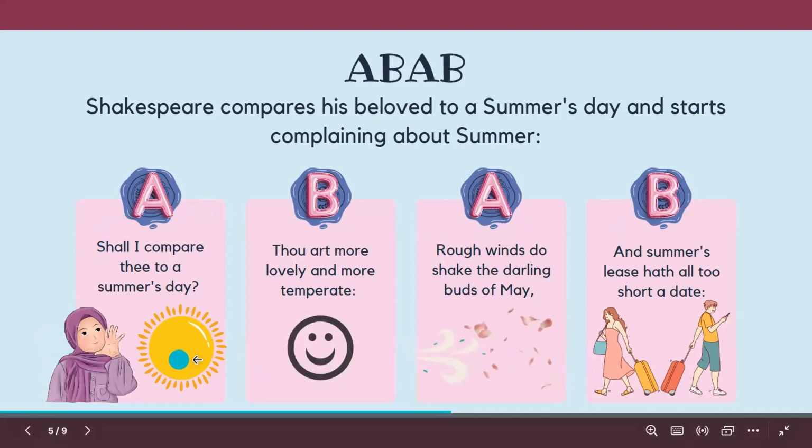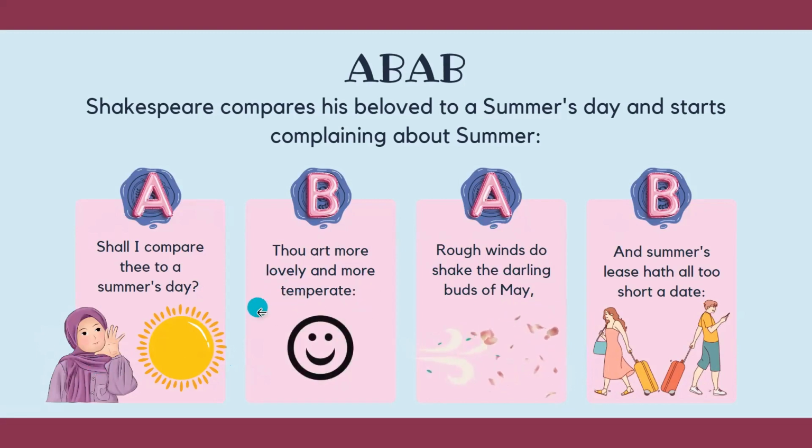Thou art more lovely and more temperate. So temperate, it's very smart. It relates to both the weather and a person. So you are more lovely and more temperate, meaning mild or constant or pleasant and gentle. So synonyms of temperate. She's more pleasant and more gentle, more constant compared to the weather, which is all over the place.